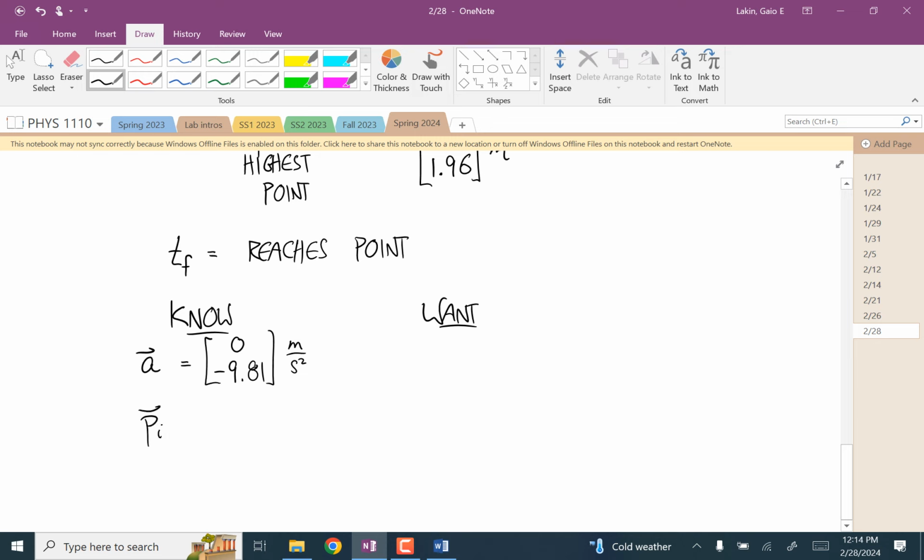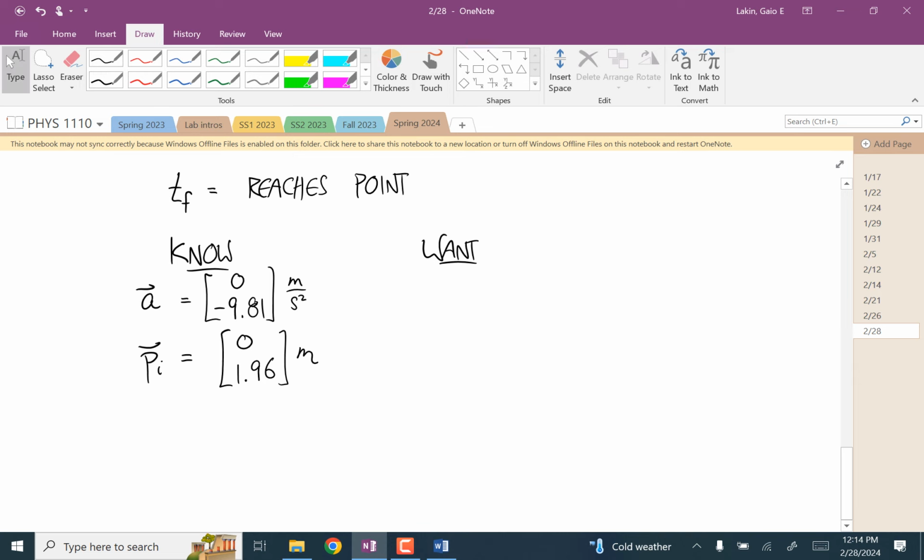The initial position we still know because we didn't change the meaning of time equals 0. So this is (0, 1.96). Final position, that's what we're trying to calculate, and we want both of these. I'll just put them both down and we'll think about which ones we can get first.